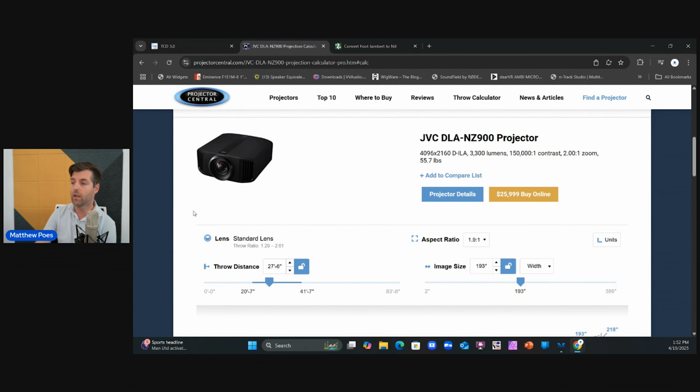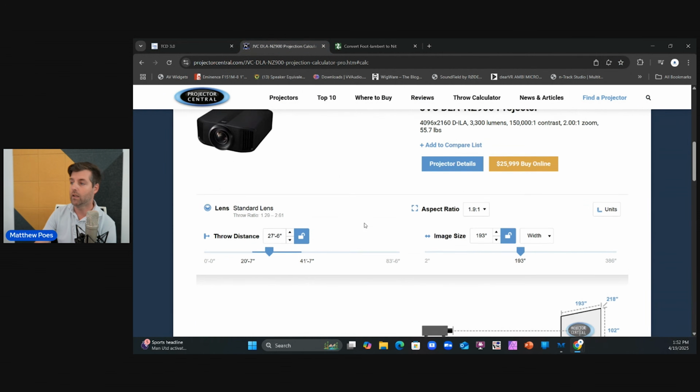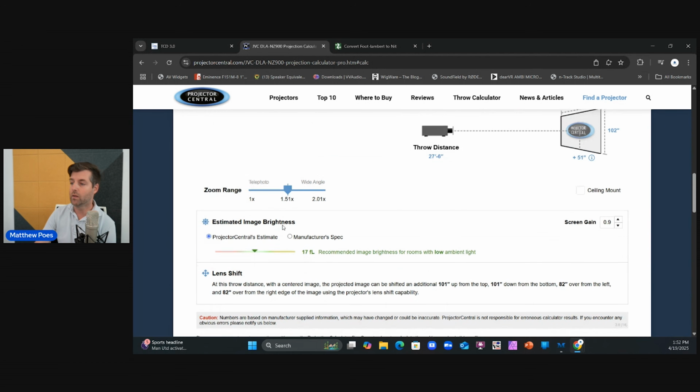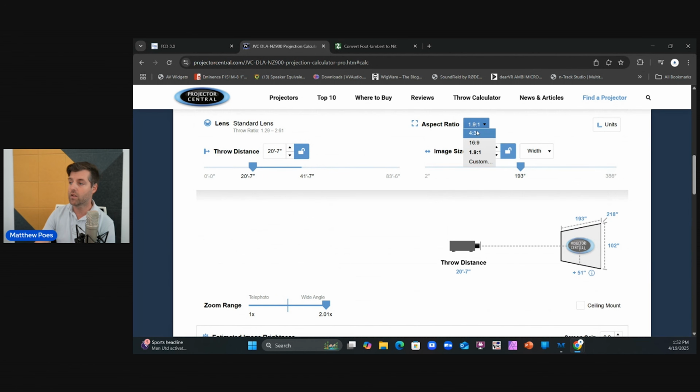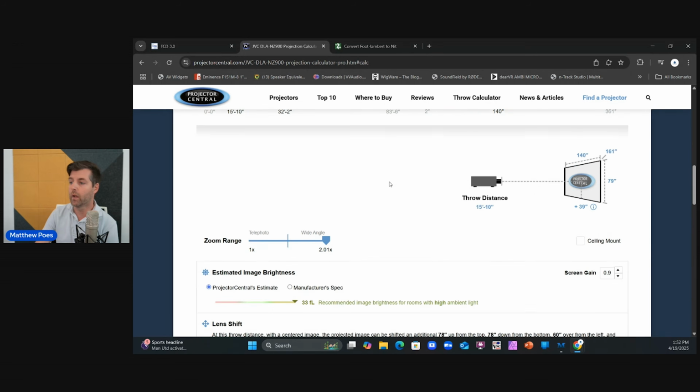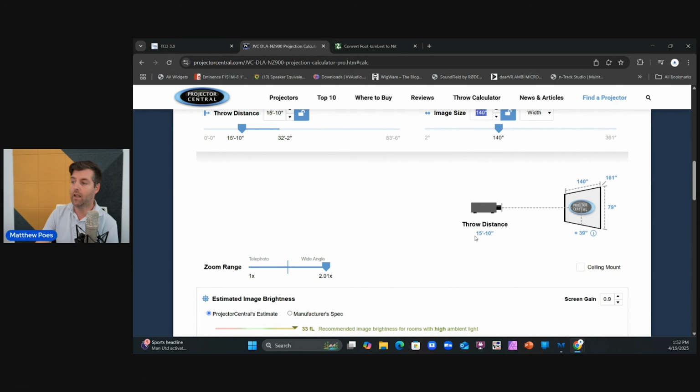So we're going to go over to Projector Central, where I've already loaded a JVC DLA-NZ900. I know a lot of you like to do this, so we're going to push it all the way up because you get some extra brightness out of it. We're going to change this to 16:9, and change this to the 140 number that we've been using for width, remember? So 140 for width, which puts it at 15 feet, 10 inches. The room was 19 feet, so it would be about 3.5 feet roughly into the room.